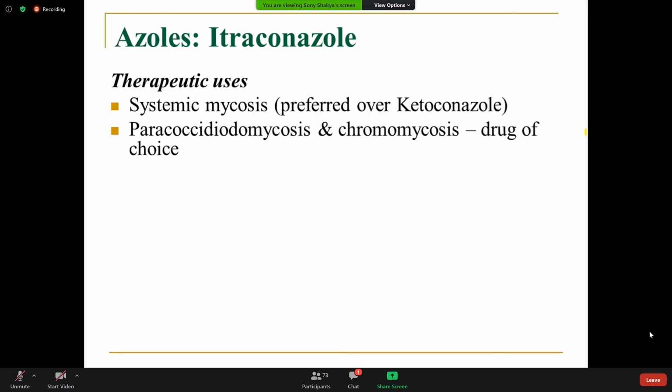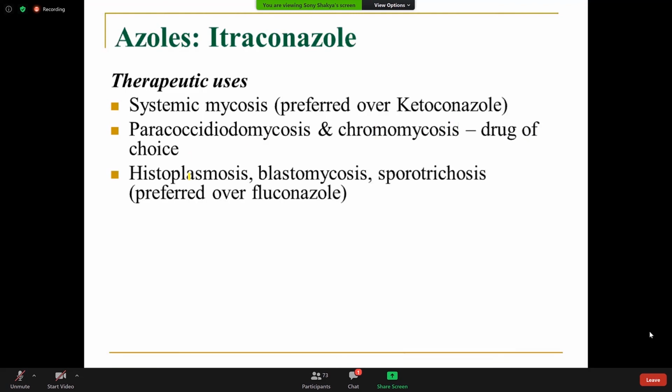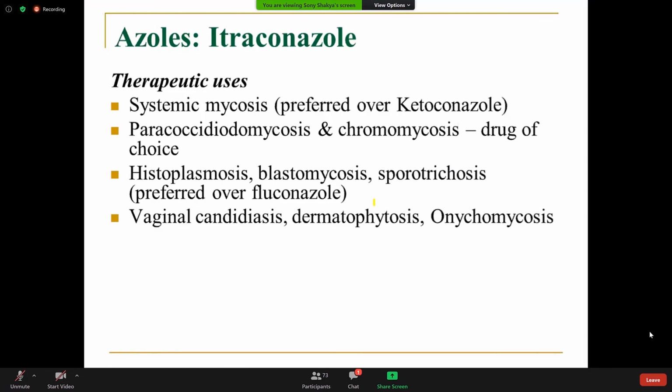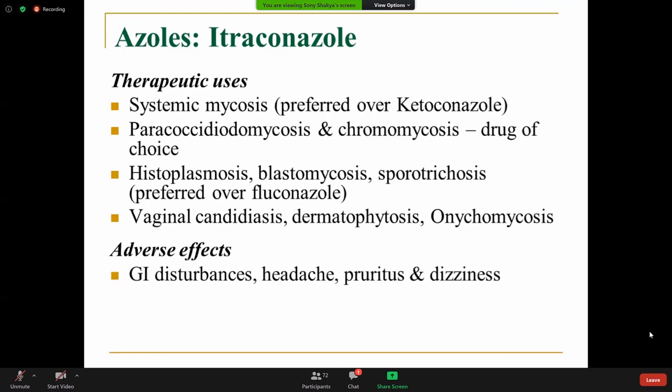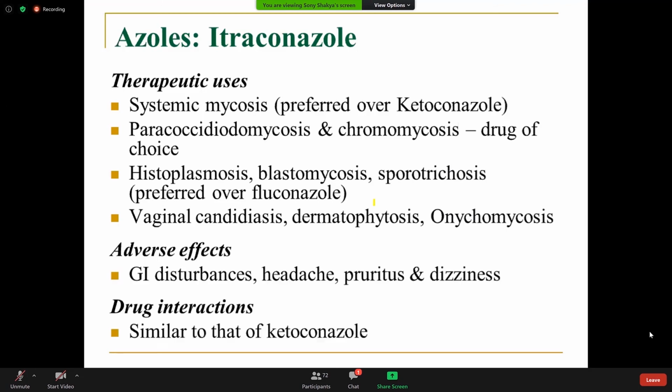Paracoccidioidomycosis, what a long name, and chromomycosis, itraconazole is considered the drug of choice. These are actually rare fungal infections caused by the respective fungus. These are mostly skin infections. Histoplasmosis, blastomycosis, sporotrichosis, it is again preferred over fluconazole. Also vaginal candidiasis, dermatophytosis, onychomycosis. Adverse effects: GI disturbances, headache, pruritus, dizziness. Drug interaction is similar to that of ketoconazole.